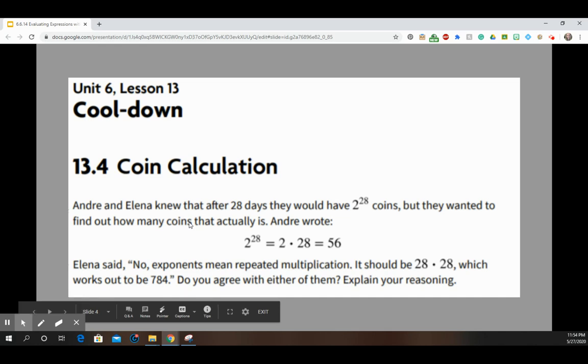Okay, so let's go over that exit ticket. And again, if you haven't seen your feedback, you can go ahead and look at that now. A lot of you guys did a great job with this. It says Andre and Elena knew that after 28 days, they would have 2 to the power of 28 coins, but they wanted to figure out how many coins that actually is. Andre wrote 2 to the 28th is equal to 2 times 28 is equal to 56. Elena said, no, exponents mean repeated multiplication. It should be 28 times 28, which works out to be 784. Do you agree with either of them? Explain your reasoning.